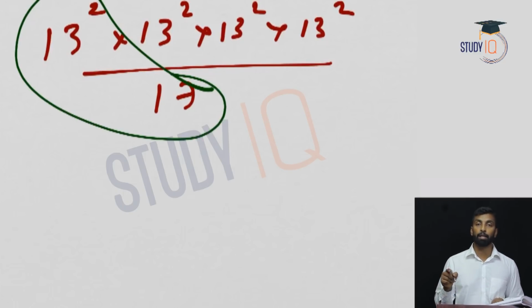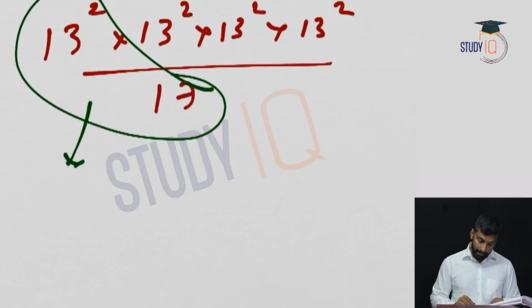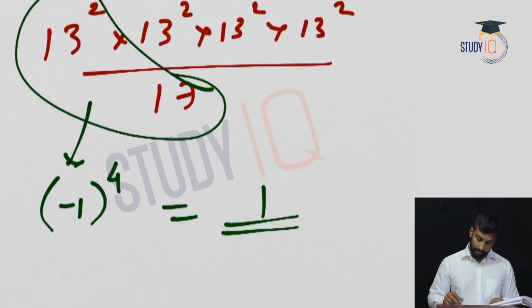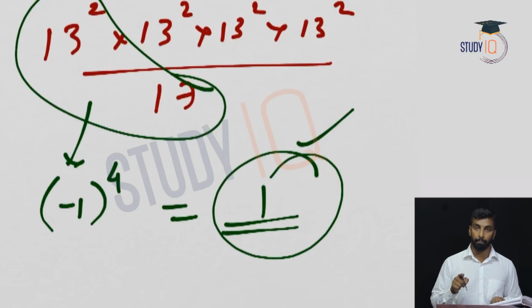And your actual remainder will be the product of individual remainders. And in the individual case, it will give you minus 1. And 4 such cases, raised to 4, right? So minus 1 raised to 4 will give you 1 as the answer, right? So the answer for this question is 1.